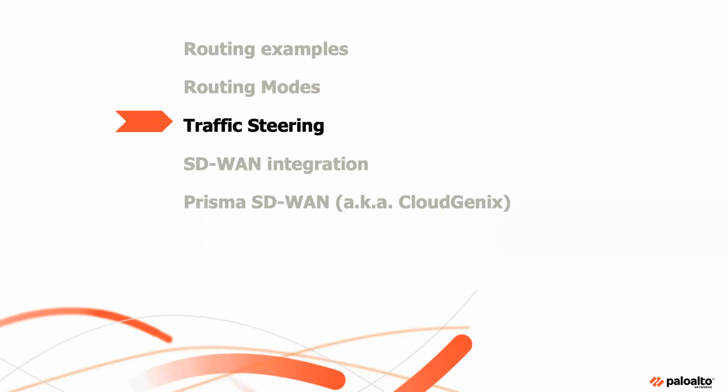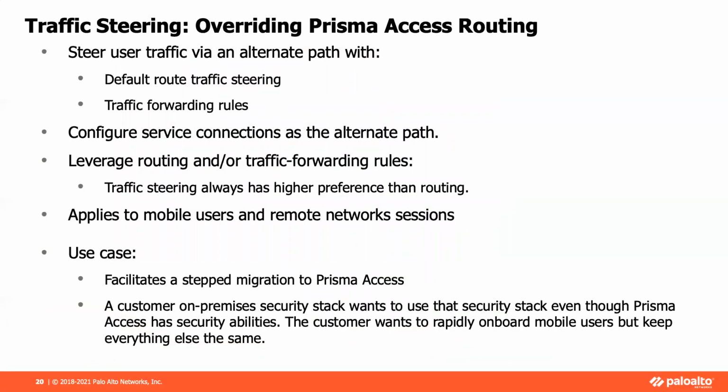Now we have a functionality that actually creates exceptions or exemptions to our static routes or our BGP routes that we learn. And it's called traffic steering. So we have the ability to say, well, we got static routes or BGP routing, and it says go this way or that way to get to destination A or destination B. But we want to create some exceptions to that.